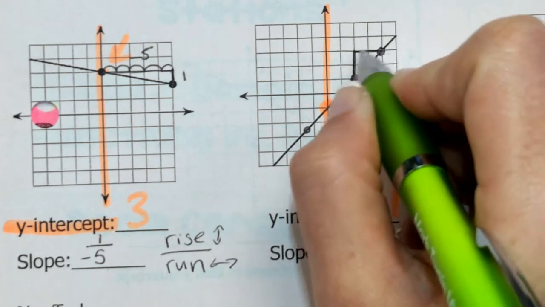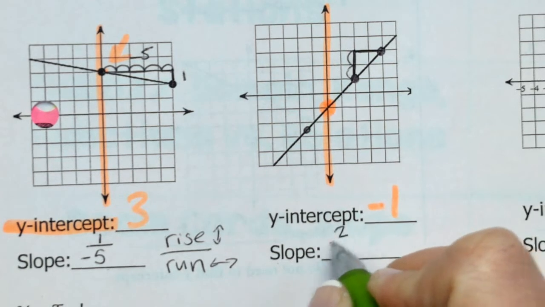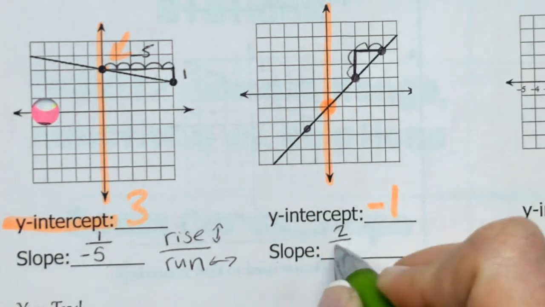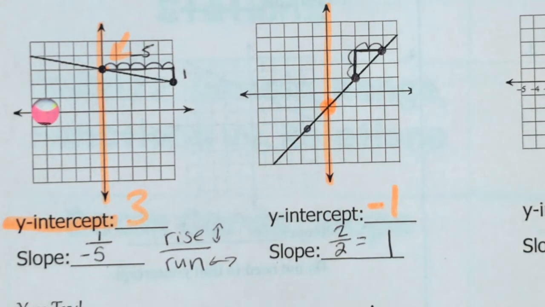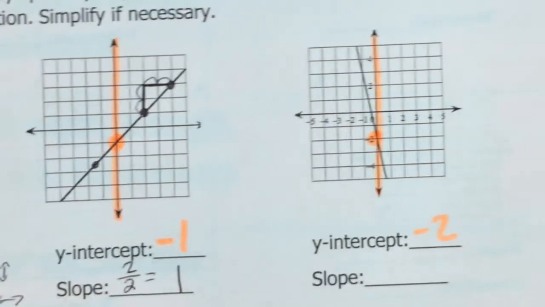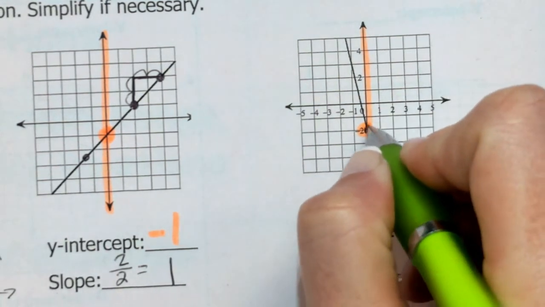Straight up, straight over. How many do we go up? 2. How many do we go over? 2. 2 over 2 equals? 1. Our slope is 1. Good. Next one, pick a nice point.